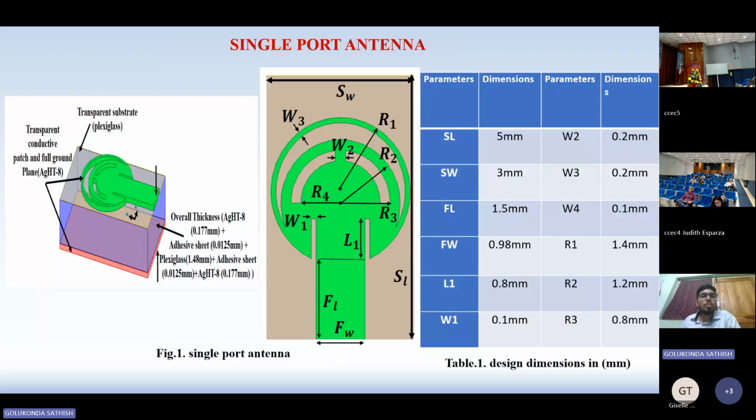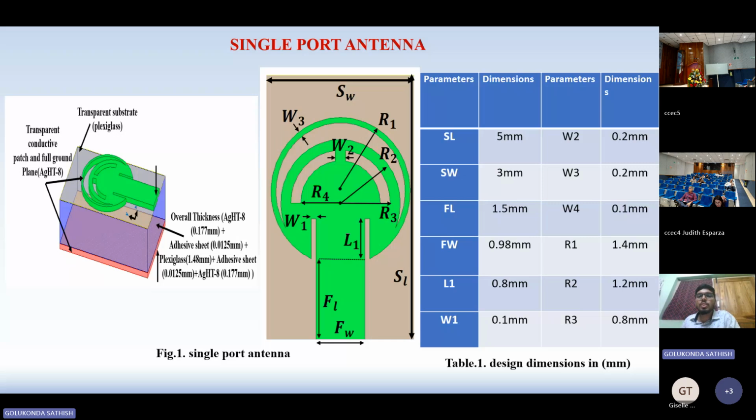Single port antenna, where the patch and full ground plane use AgHT8, which is nothing but a silver tin oxide. This is a thin, transparent conductive material, and the substrate used is transparent Plexiglass. The single port antenna dimensions are 3 by 5 millimeters squared, and this table represents the design dimensions in millimeters.